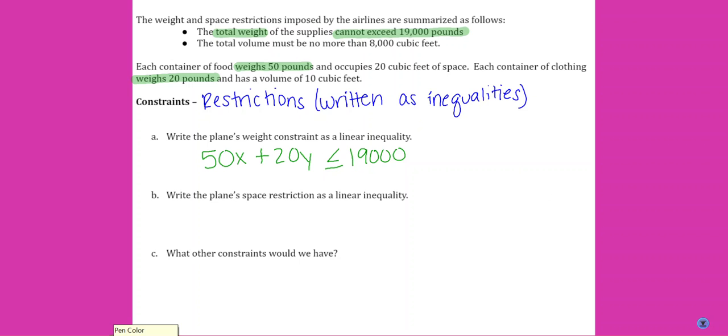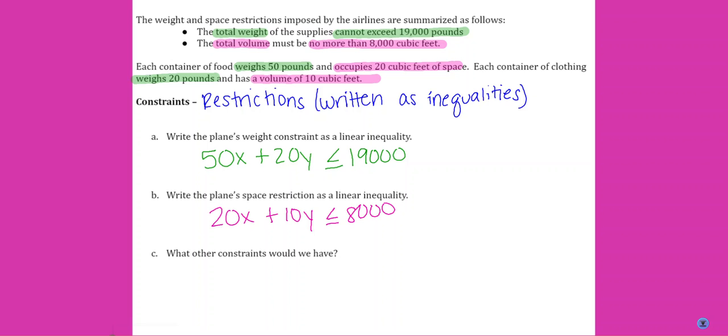Next, let's look at the space restrictions, or the volume. So the total volume can be no more than 8,000 cubic feet. So we have less than or equal to 8,000. And then we know that food occupies 20 cubic feet each, and the clothing is 10 cubic feet each. So 20x plus 10y has to be less than or equal to 8,000.